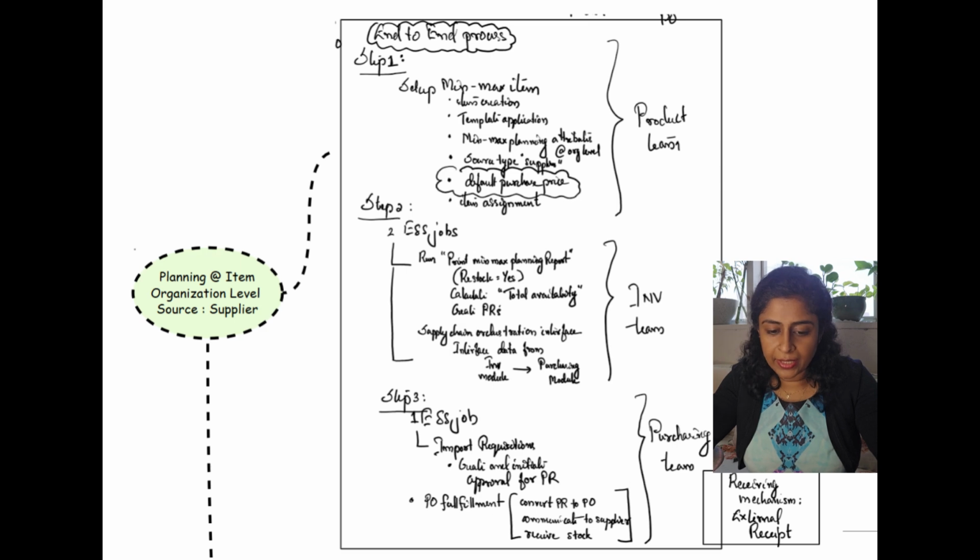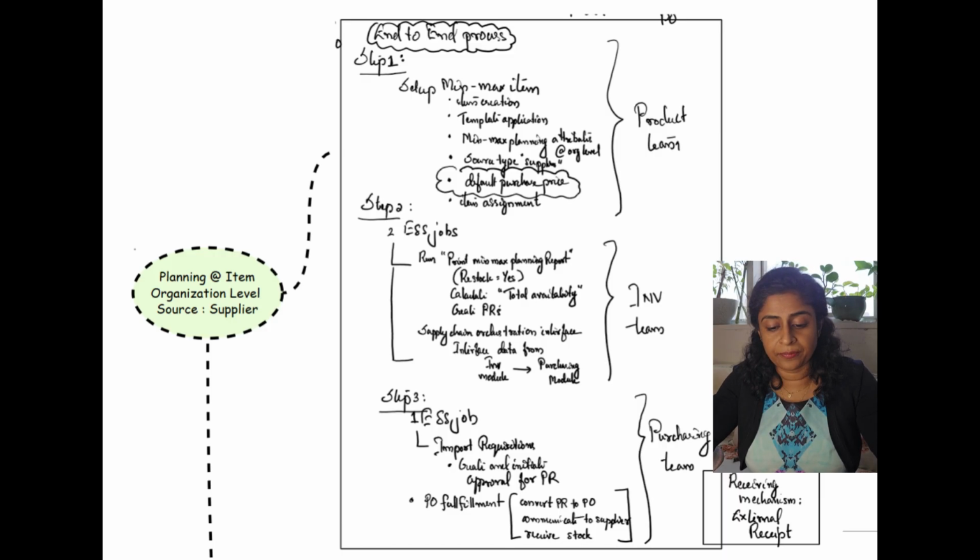They create the buy item, apply the purchased item template, and enable min-max planning at the organization level. They define the attributes such as minimum and maximum quantity and order constraints, and most importantly set the source type as supplier. They also enter a default purchase price under the purchasing tab, which will be used when the system creates the requisition.